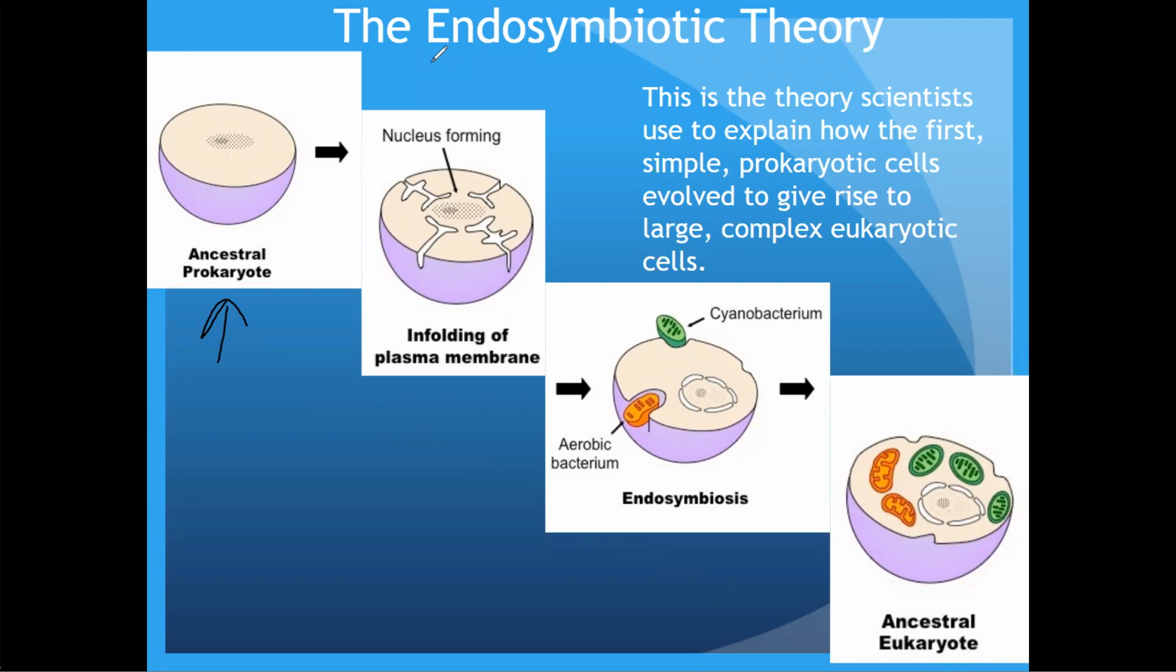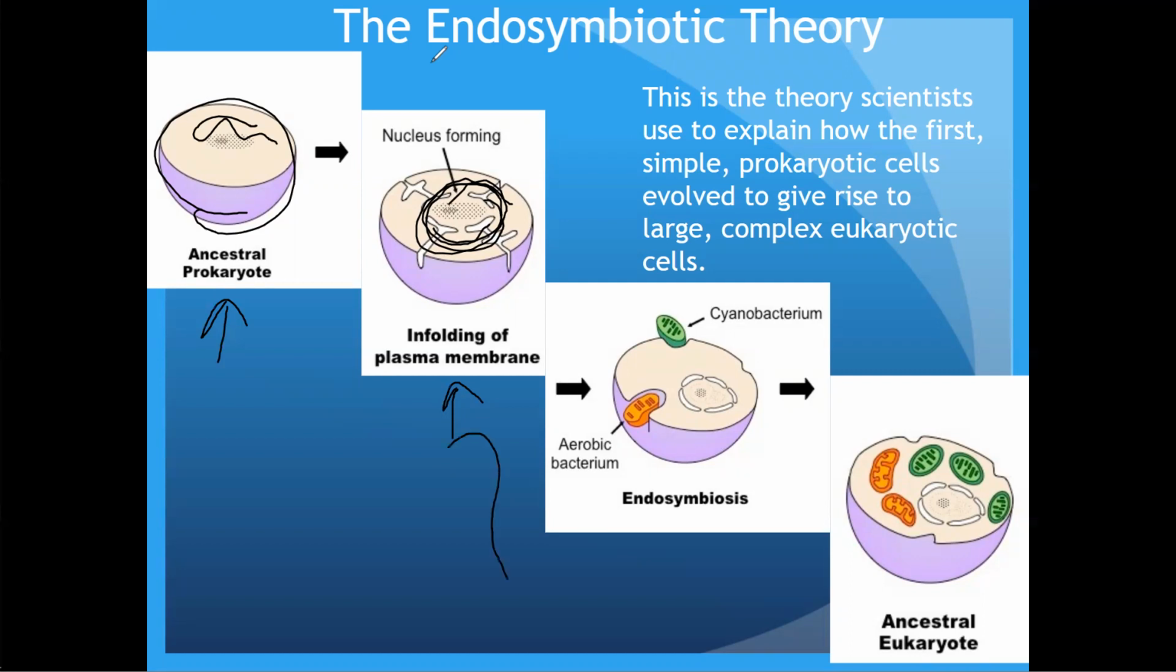Randomly, over time, the nucleus forms by folding the plasma membrane. So over time, the plasma membrane that the prokaryote already had starts to just randomly fold and fold around the DNA that is randomly floating. And so this forms the nucleus. So now we have an early eukaryote because it has a nucleus now. It's no longer a prokaryote with no nucleus. It's an early eukaryote.